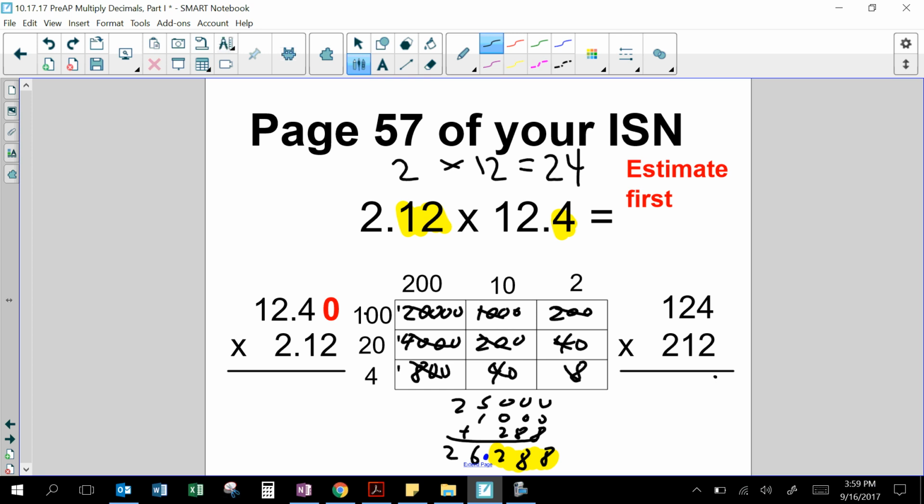2 times 4 is 8. So we start with the ones place. 2 times 2 is 4. 2 times 1 is 2. We're done with this one. Let's put a placeholder here.